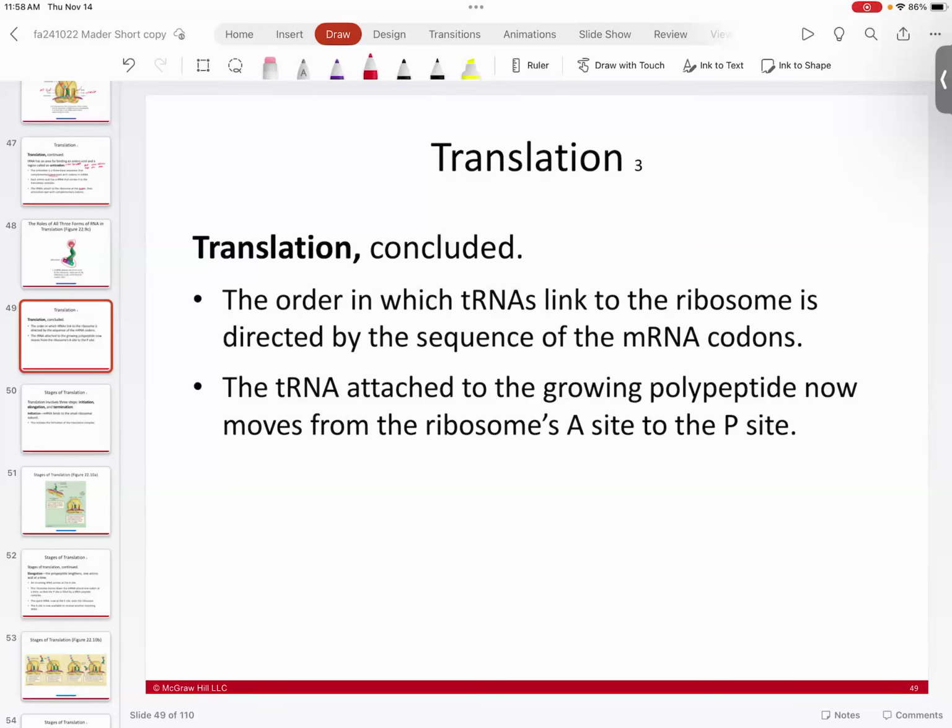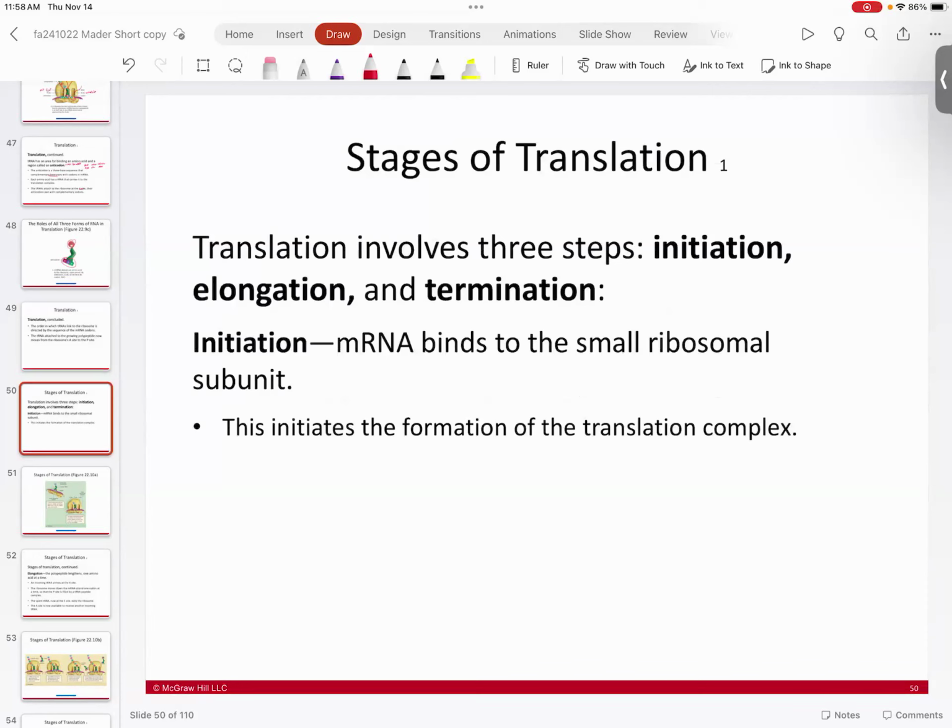So the order of the tRNA delivery is associated with the mRNA codons. The codon basically determines which tRNA comes and binds to the A site. And once it's bound to the A site, then it'll be able to transfer that amino acid to the growing chain. So the stages of translation are three main stages. There's initiation, so events to get you started. There's elongation, that is basically reading through the transcript. And there's termination, that's basically a stopping point. And that's those three.